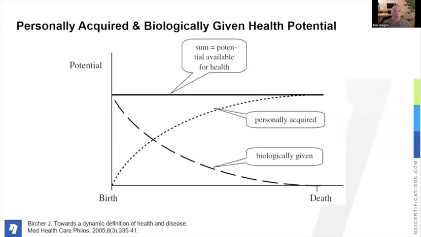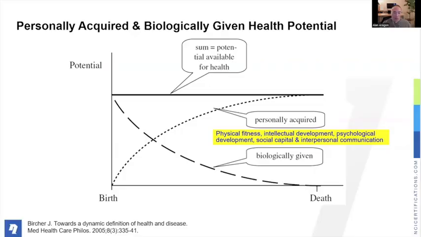So there's two different types of health potential that Johannes Burcher is referring to. One type is personally acquired health potential, and the other type is biologically given potential. Personally acquired health potential encompasses physical fitness, intellectual development, psychological development, social capital, and interpersonal communication. And biologically given health potential includes genetic predisposition. In other words, the cards you were dealt, your gifts and challenges, and of course, yes, the injustice of biology.